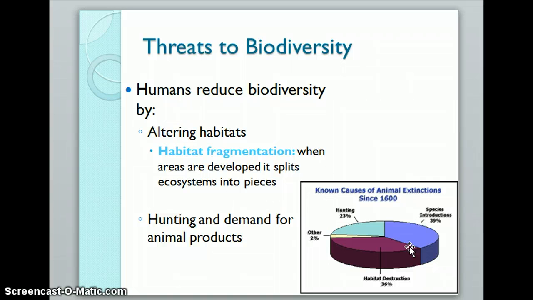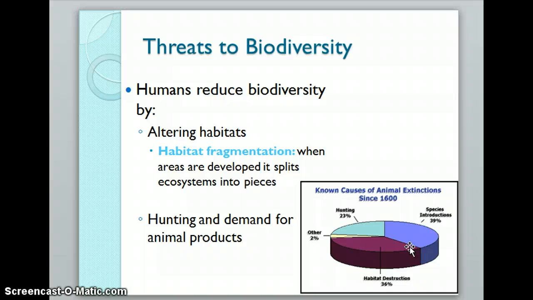Destroying and altering species' habitats is the number one cause of extinction. Hunting and demand for animal products is another significant cause of species extinction. Laws protect endangered and threatened species, but people still illegally hunt animals like elephants and alligators for ivory and leather.